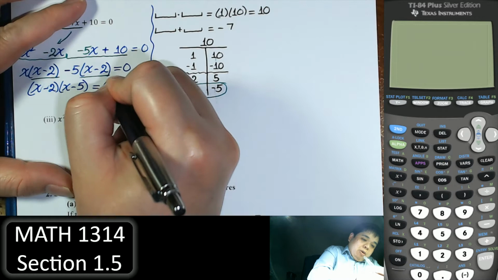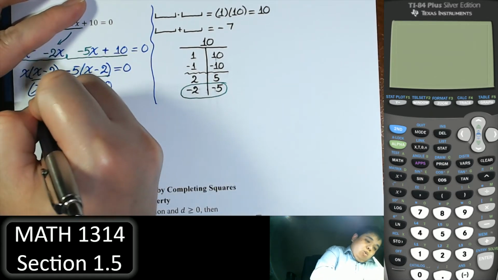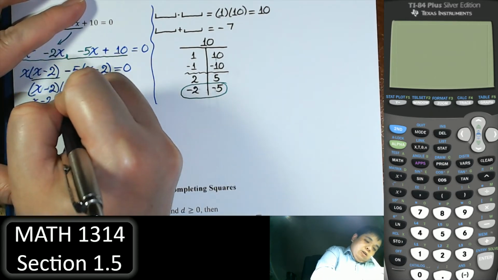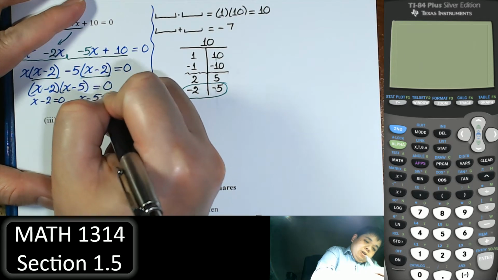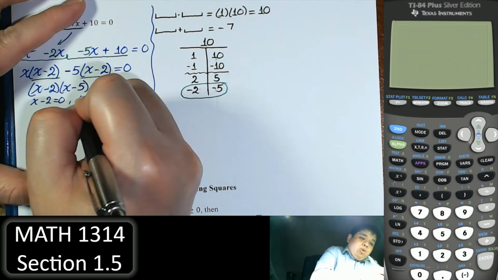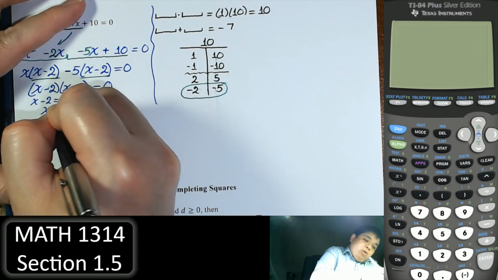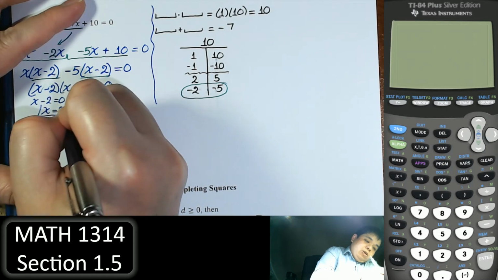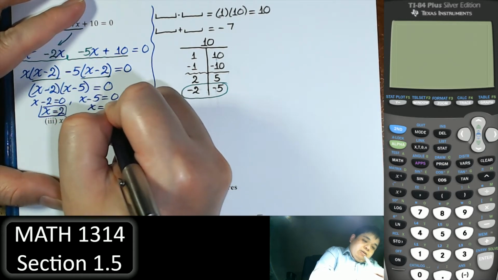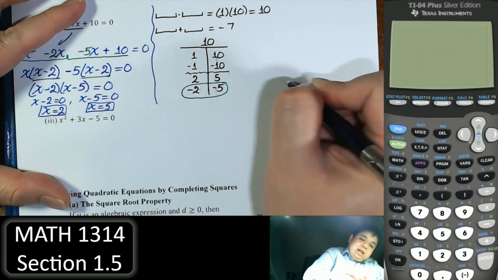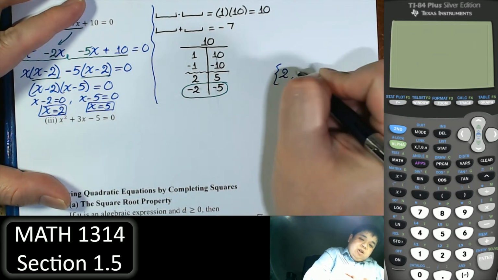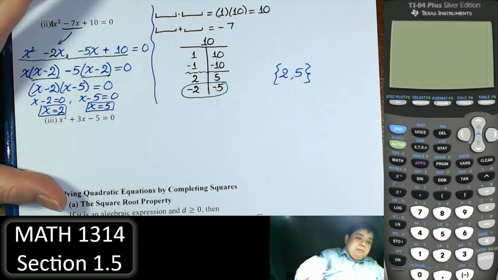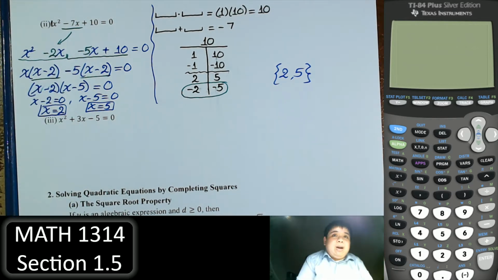Once again, we have a product equal to 0, so one of them is equal to 0. And then add 2 on both sides, and then add 5 on both sides. We have x equal to 2, x equal to 5. So once again, if we want the set, the solution set is 2 and 5. Right, simple enough.